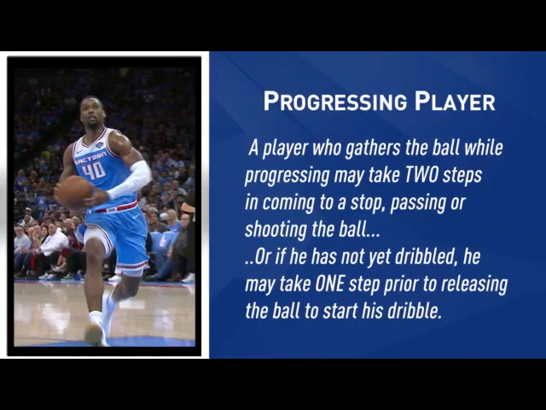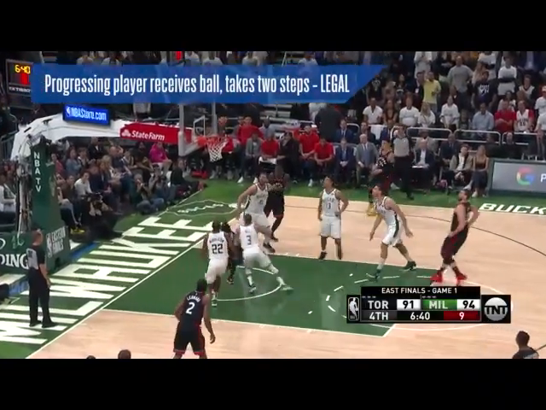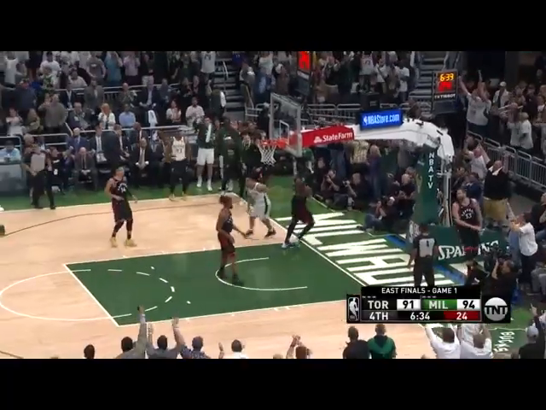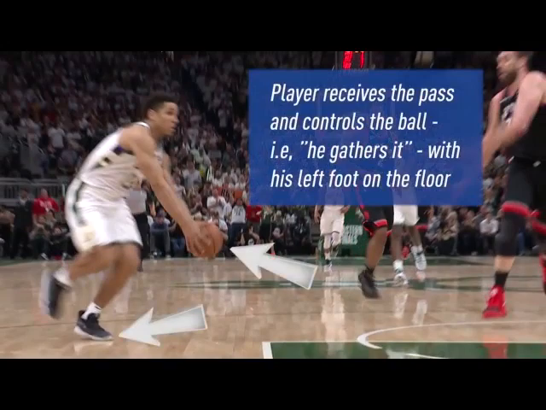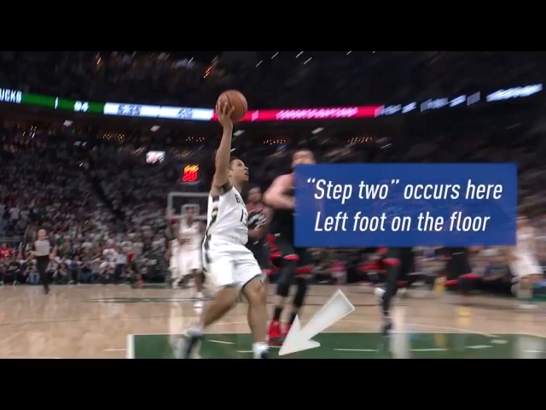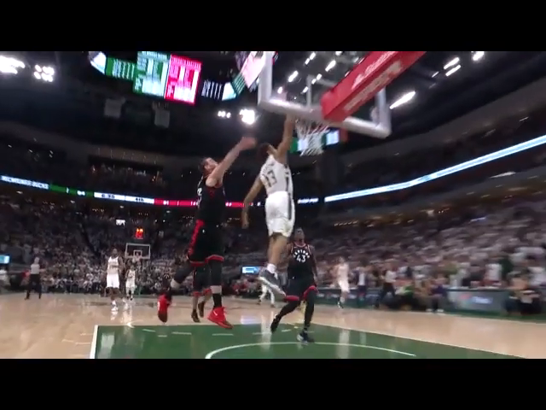A player who gathers the ball while progressing may take two steps in coming to a stop, passing, or shooting the ball, or if he has not yet dribbled, one step prior to releasing the ball to start his dribble. In this example, Khris Middleton passes the ball up ahead to Malcolm Brogdon, and Brogdon receives it and takes two legal steps before scoring the basket. The low-angle replay shows the catch and gather right here, followed by Brogdon's legal step 1 here, and his legal step 2 here. Since a player is allowed 2 steps after receiving and gathering a pass, this is a legal play by Brogdon.